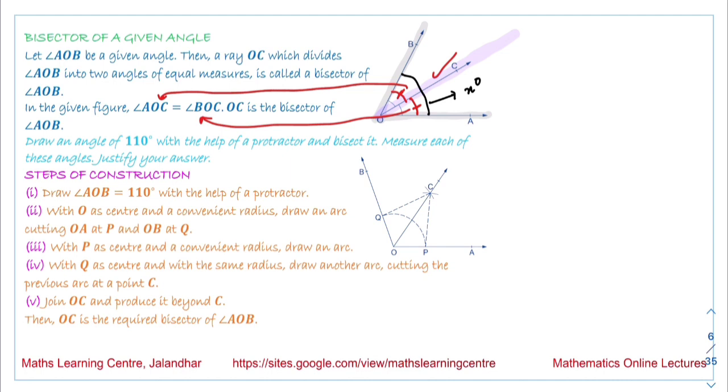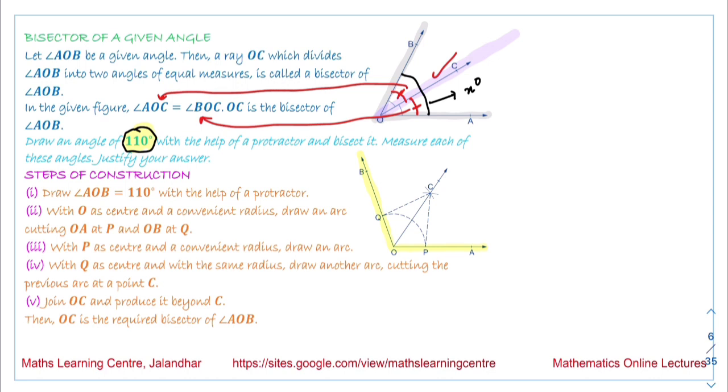Now next we are talking about: draw an angle of 110 degrees with the help of a protractor and bisect it. So we are drawing an angle over here, this AOB. This angle we have drawn, and the measure of this angle is 110 degrees. This angle we have drawn with the help of a protractor.